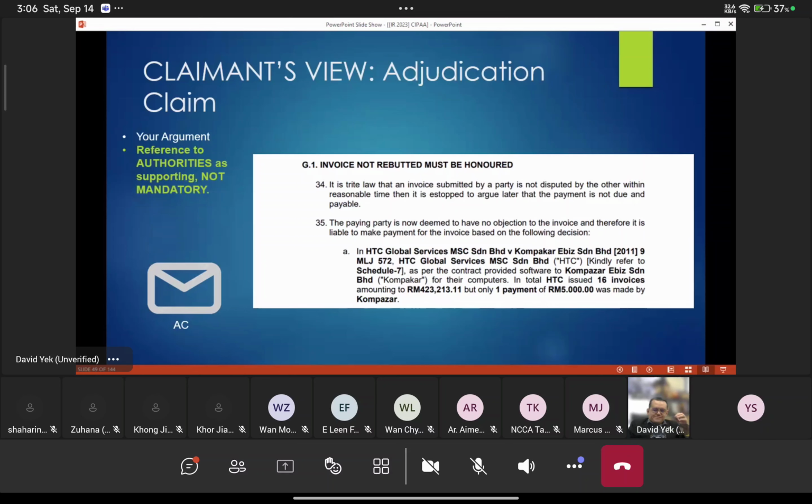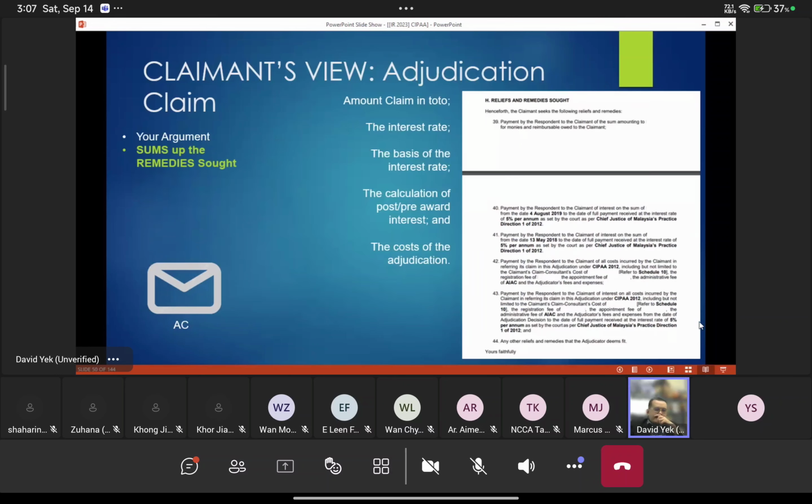Excuse me. Then we have to put in authority. That means to say some of the cases that have been decided by the court that can support our case. For example, in this case, we quoted this case called HTC Global. If you dispute our money, you should inform us. If you keep quiet, that means you actually agree with our claim, but yet you're not paying me. So these are the cases that we can use to support our claim.